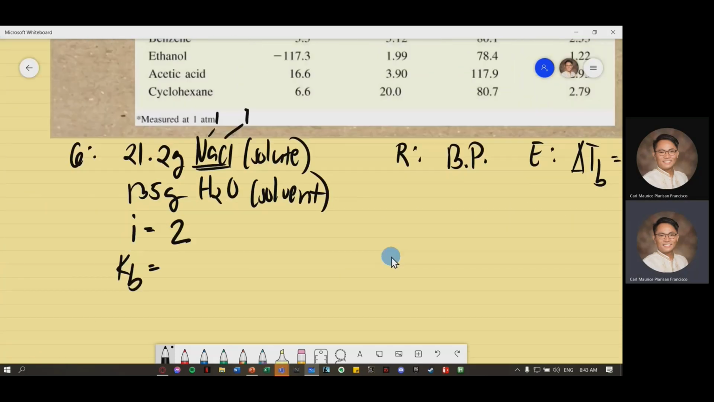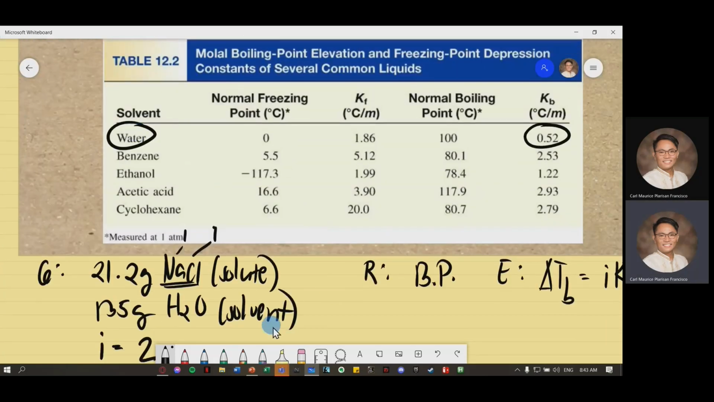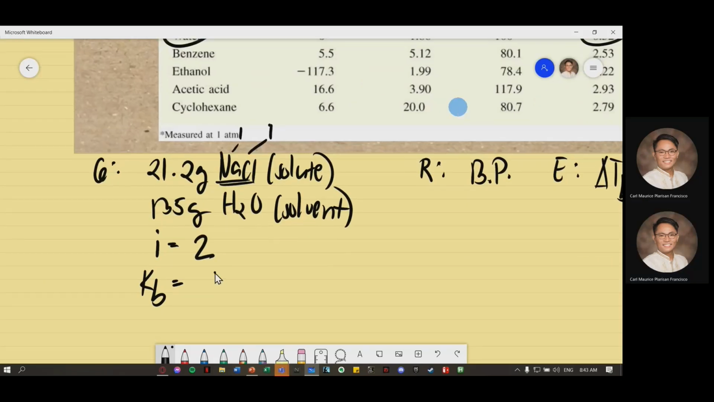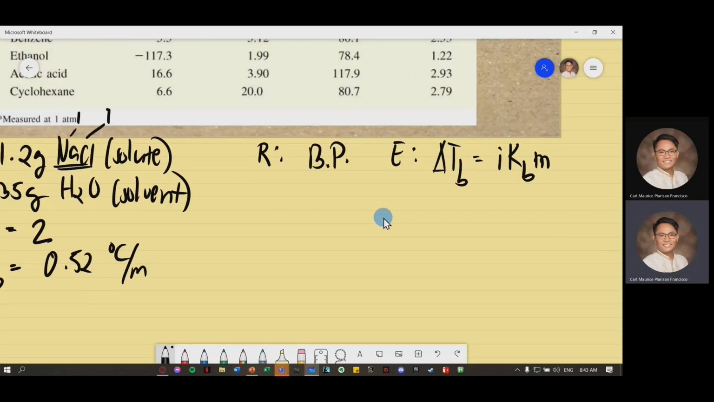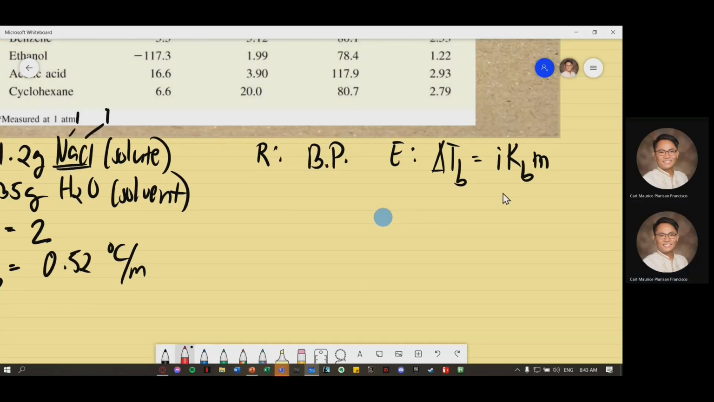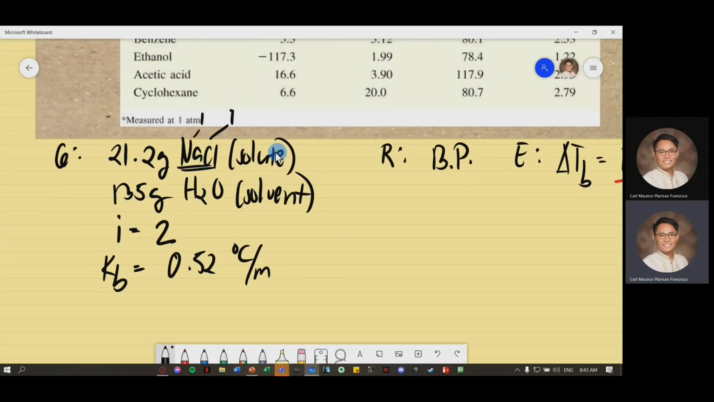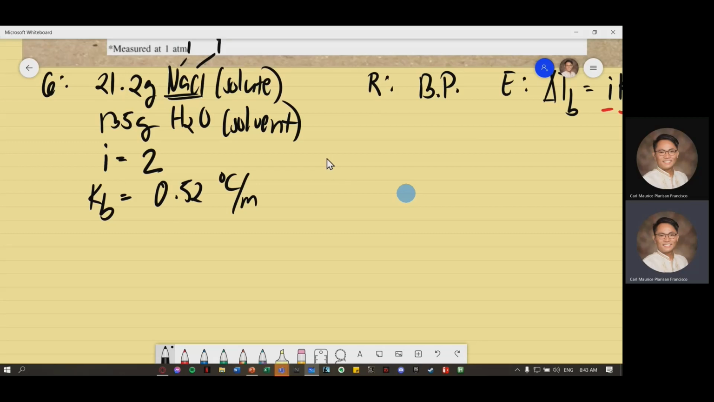Ayan, need natin ng K_b. So ang solvent natin ay water. Ito, H2O, solvent water. So 0.52 degrees Celsius per molal. So meron na tayong K_b. So ang kulang na lang natin ay molality. Now the molality will come from here, solute over solvent. So we need to have molality. So that's mole of solute all over kilogram of solvent.